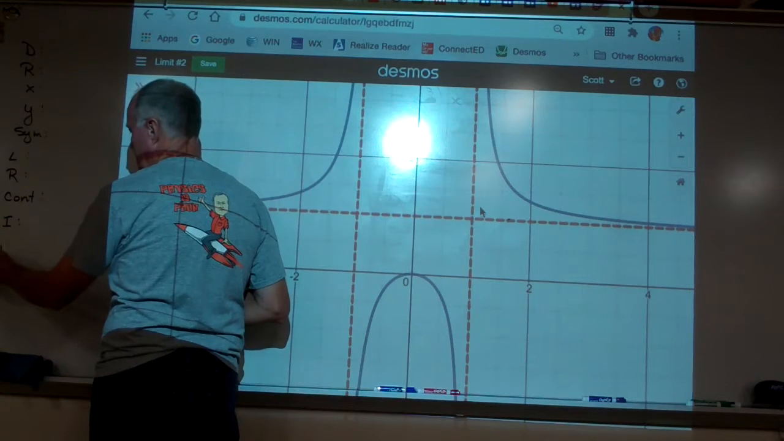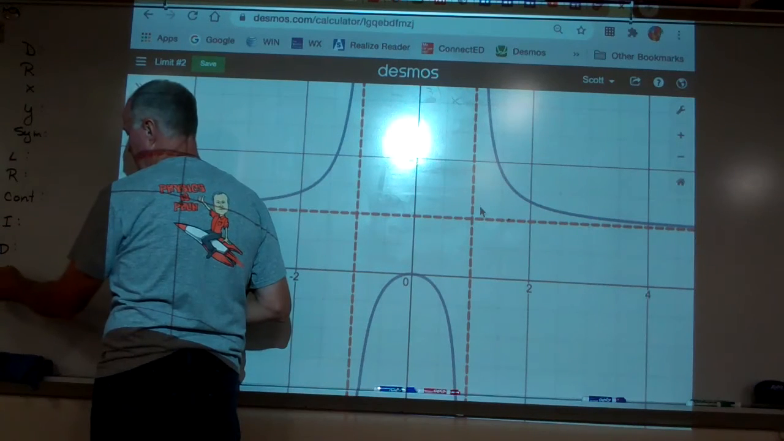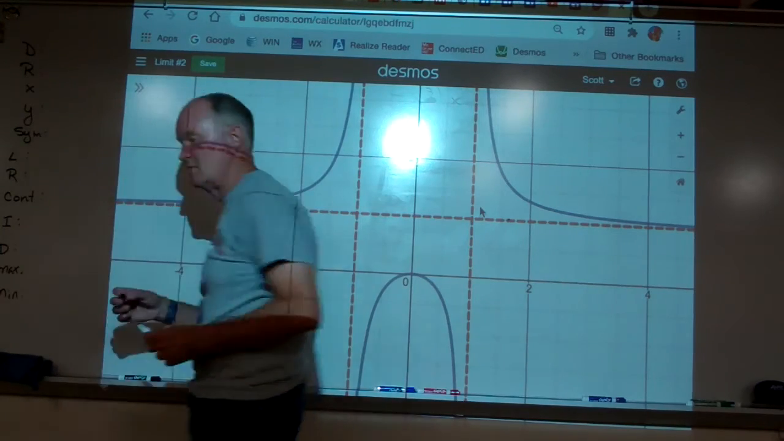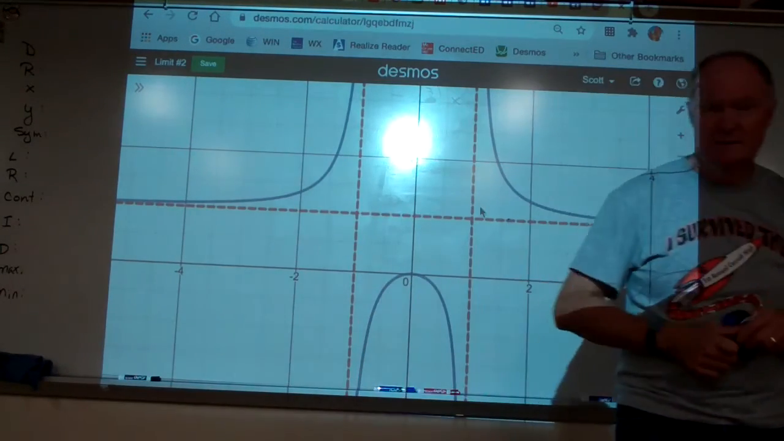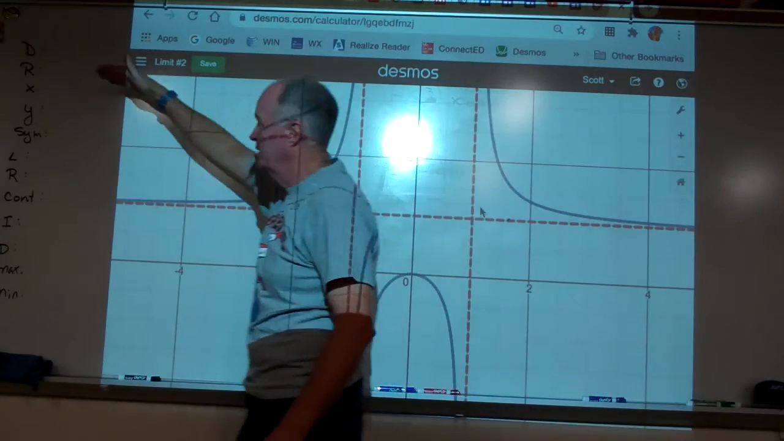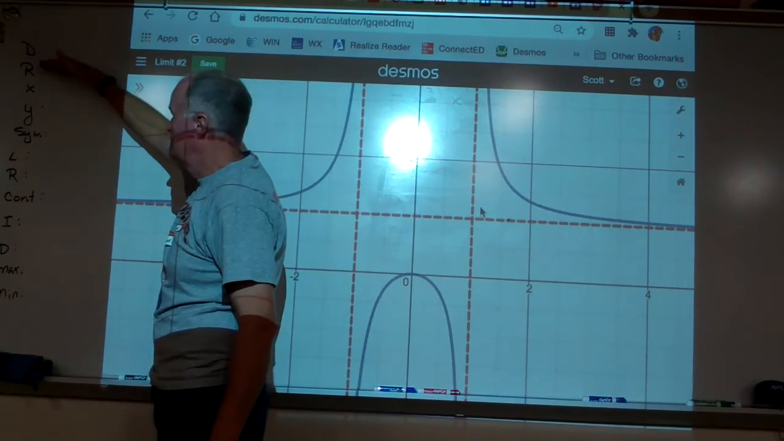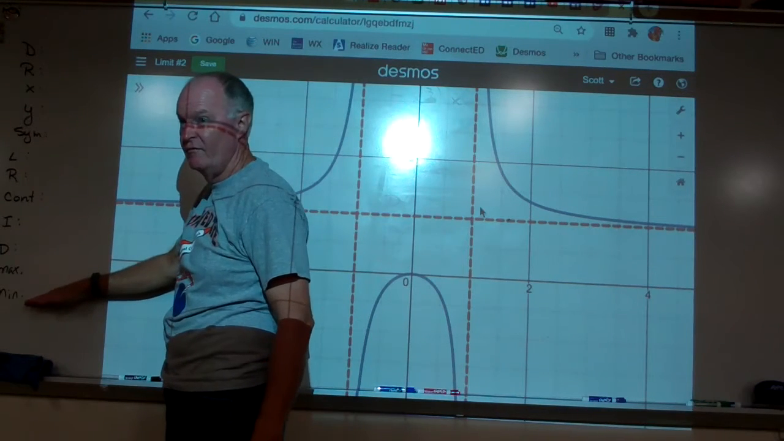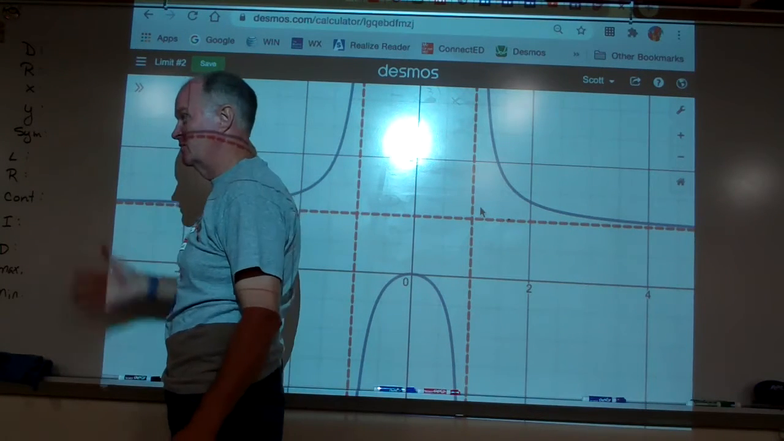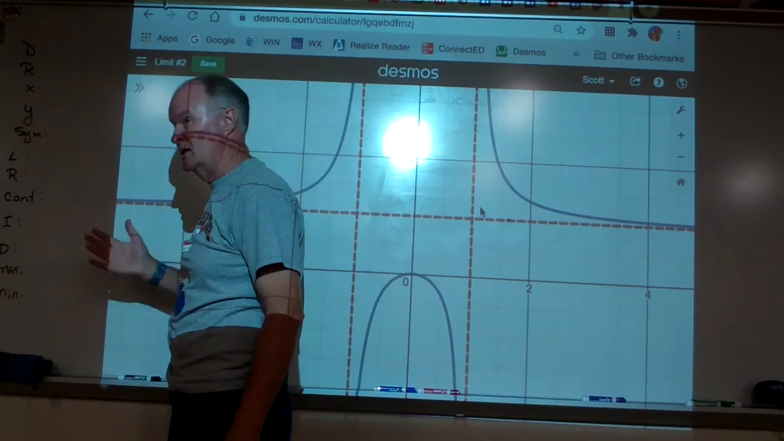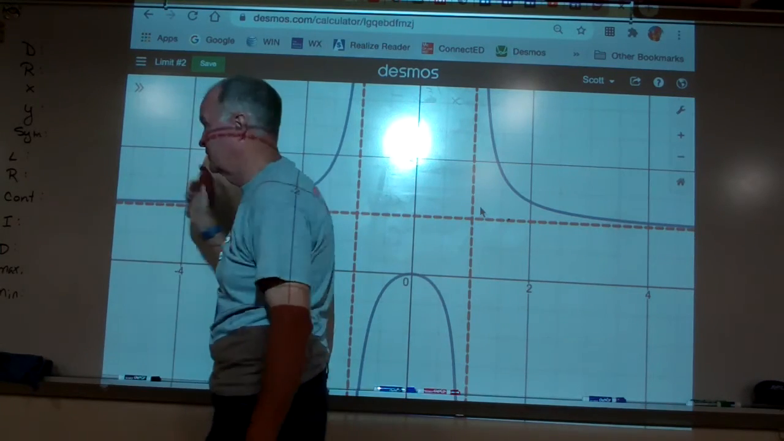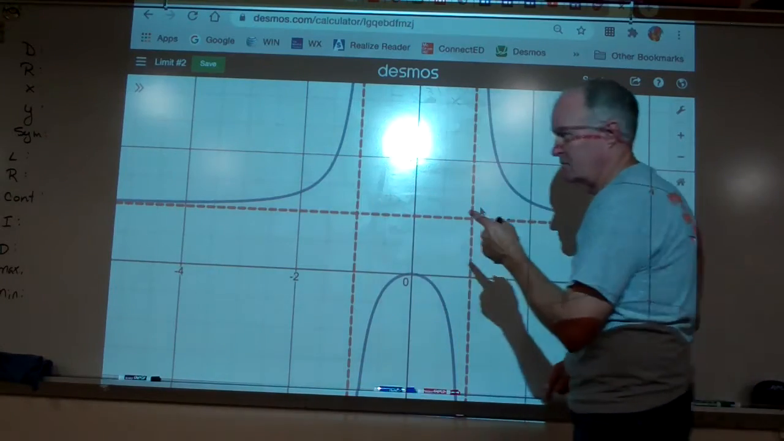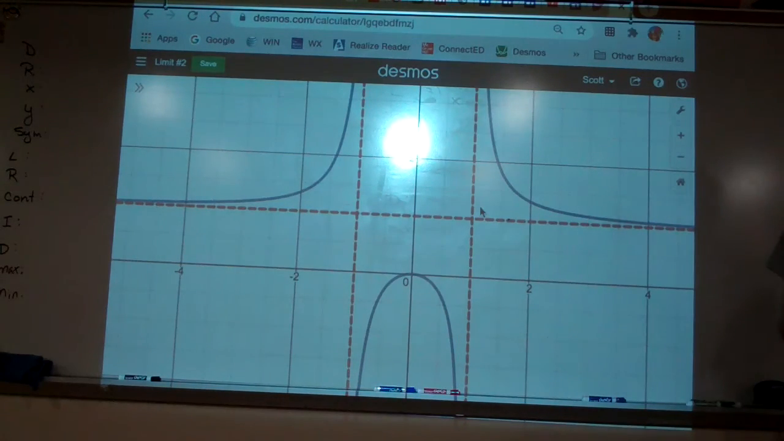Increase, decrease, max, and min. Each one of these is worth a half a point. 1, 2, 3, 4, 5, 6, 7, 8, 9, 10, 11, 12. So each one of these is worth 6 points. The test itself is like 36 points. There's 3 of these. 3 times 6 is 18. So half of your points are on these 3 graphs. Lots of stuff.